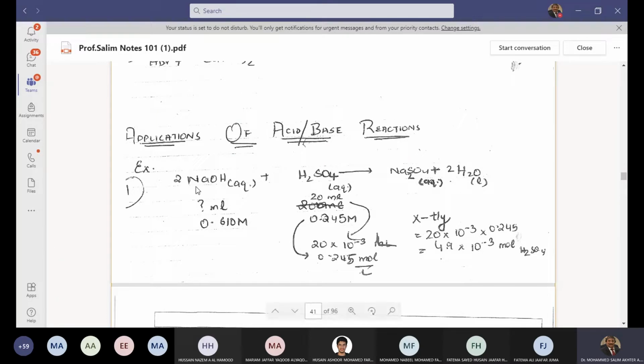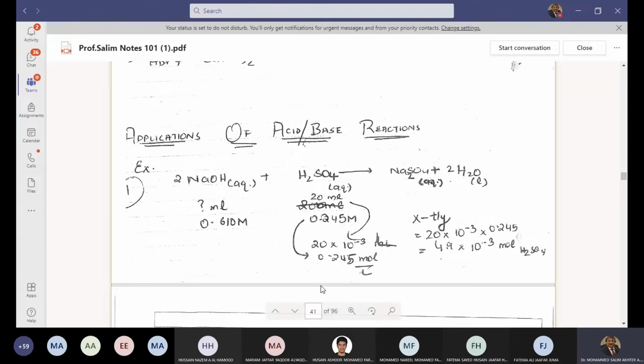This is an example: 2 NaOH plus H2SO4 gives Na2SO4 plus 2 H2O. Before you do the calculation, before you do the solution, make sure your equation is balanced. And it is balanced. Then check what is given. Whatever is given, please write it down underneath.